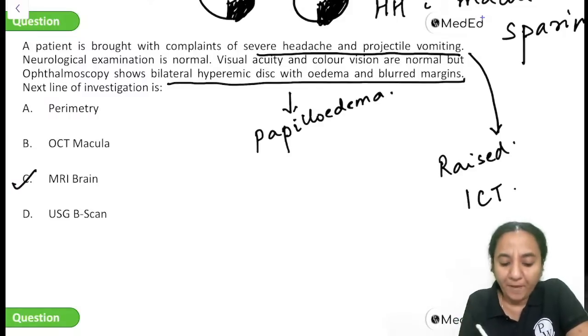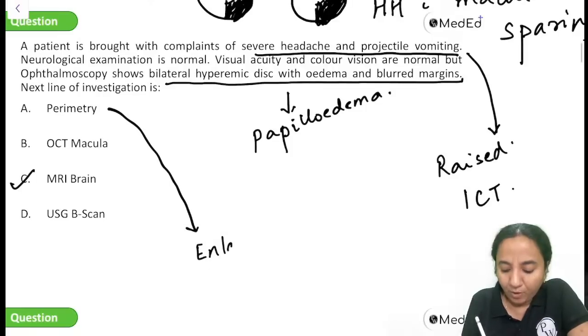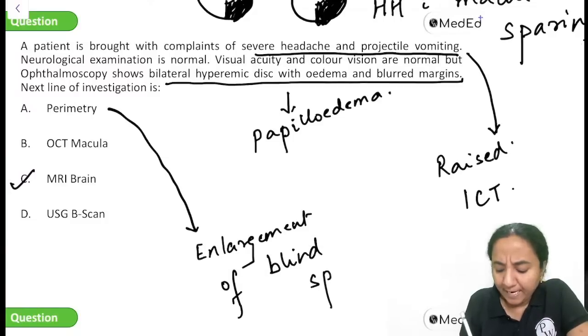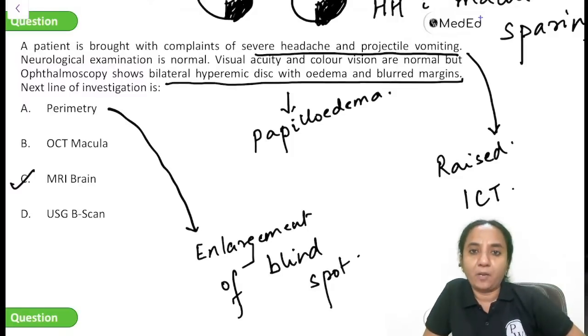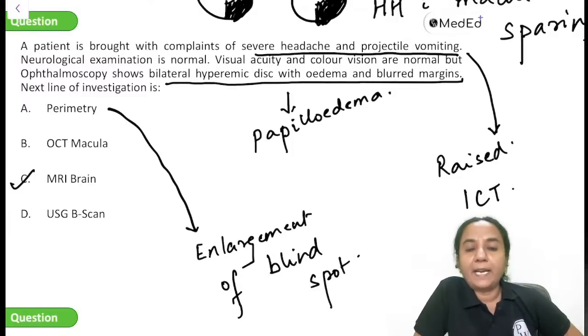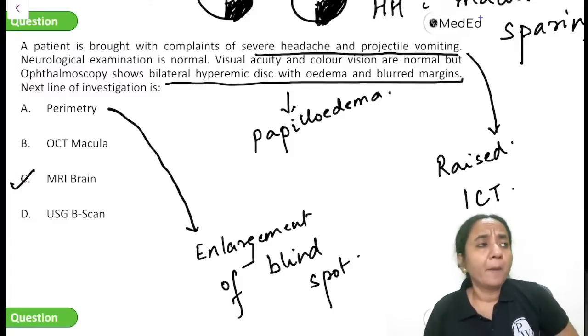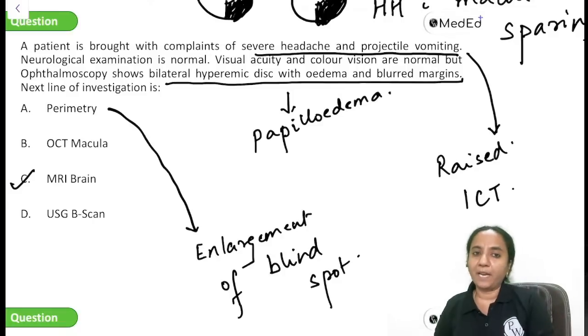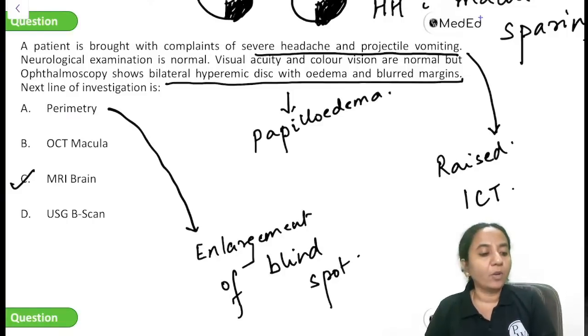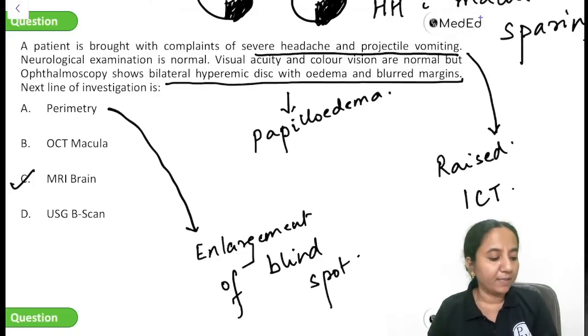We can also do a perimetry. What do you get to see in a perimetry? In perimetry, papilledema shows enlargement of the blind spot. But this has no extra relevance because it doesn't get us any closer to the diagnosis. When the patient comes with headache and vomiting and we have seen papilledema, perimetry is not going to give us any extra information. It will show an enlargement of the blind spot, that's all. But if we want to find out the cause of the raised ICT, we have to do an MRI of brain. So that is our investigation here.